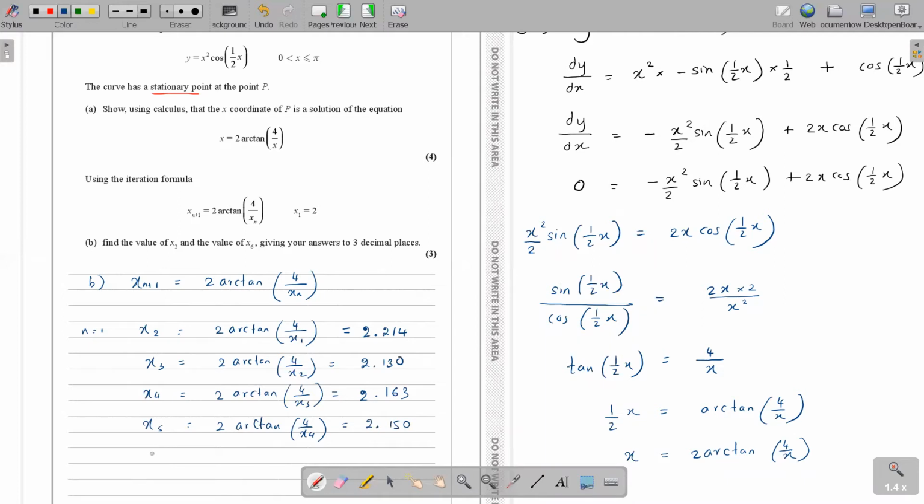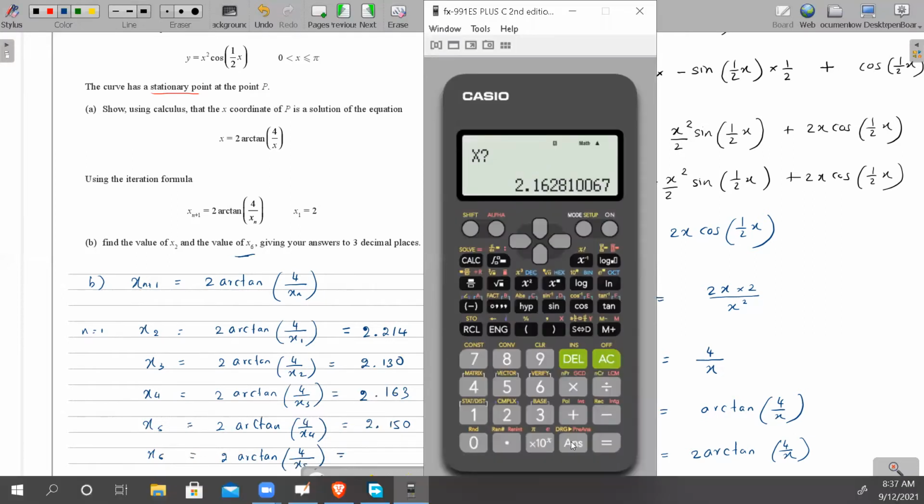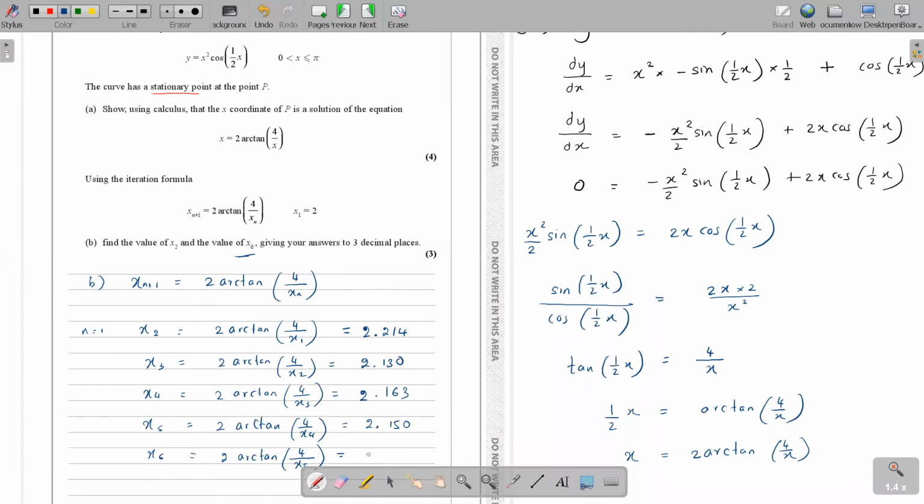So finally, x6 is the one they want us to find. x6 equals 2 arctan 4 over x5. So calculate, x equals answer, and this is the final answer, 2.155. The decimal places are not relaxed. It must be 2.155. Not a single decimal place can be changed.